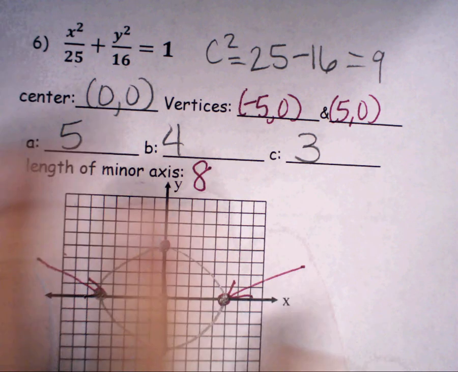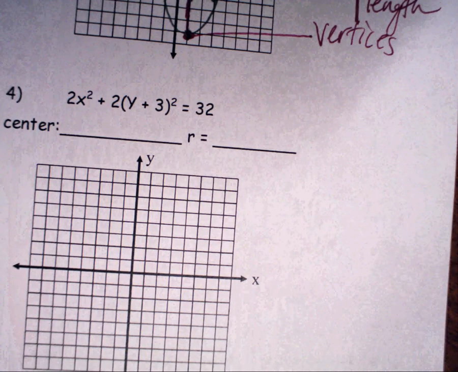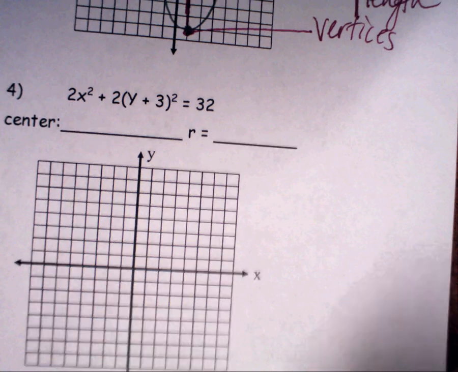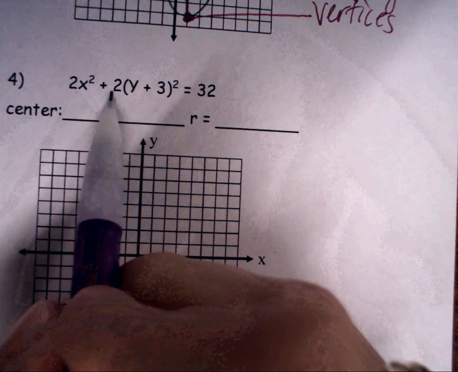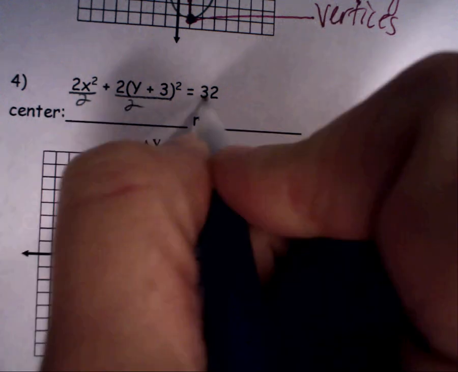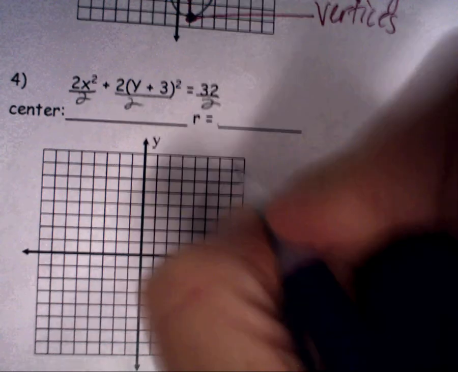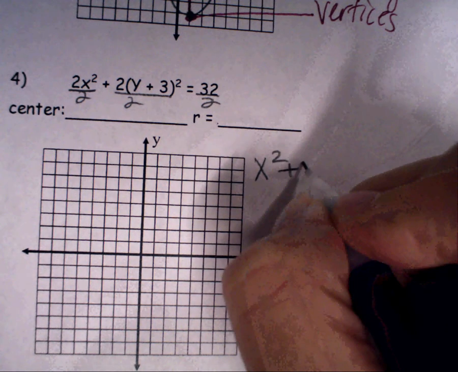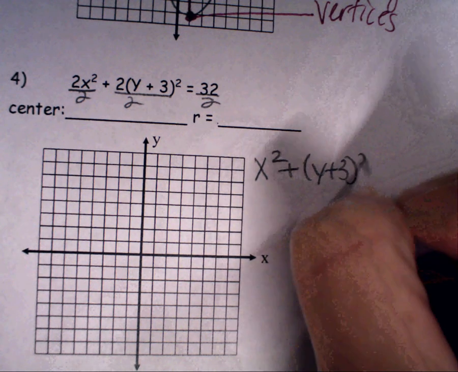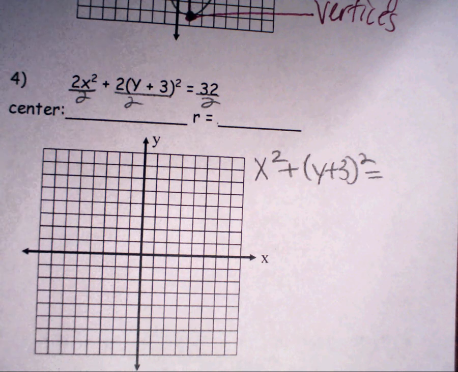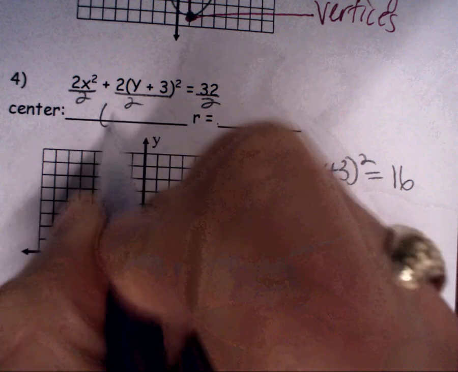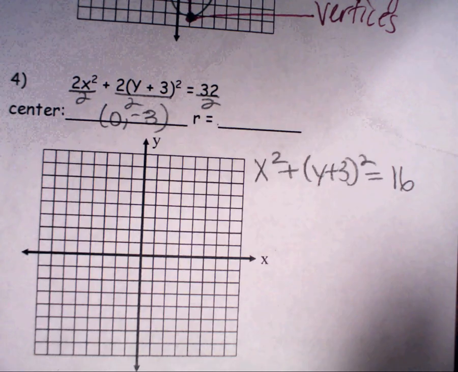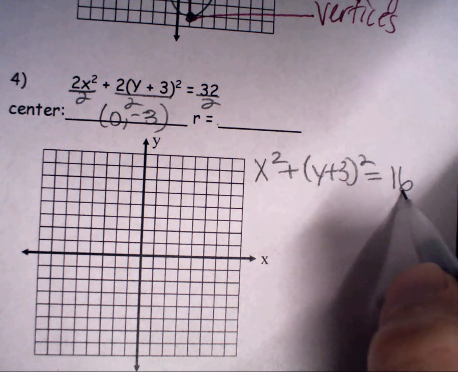Alright, so let's look at number 2. Well, we don't know if it's a circle or not, but we can tell because these numbers are the same. Plus it says center and radius. I'm going to divide by 2 because on a circle you don't have those in front. So it ends up being x squared plus (y plus 3) squared equals 32 divided by 2, 16. So my center is 0, -3.